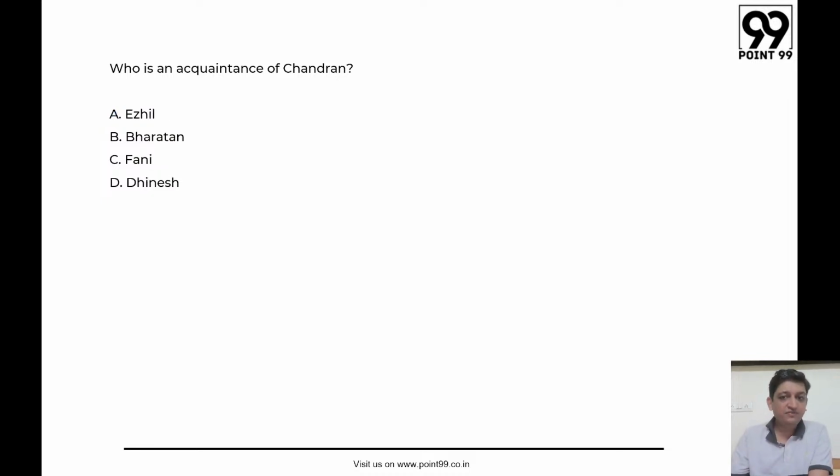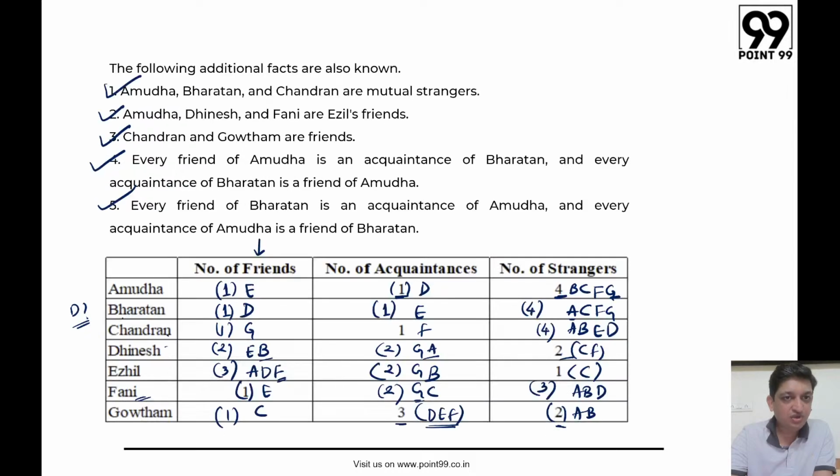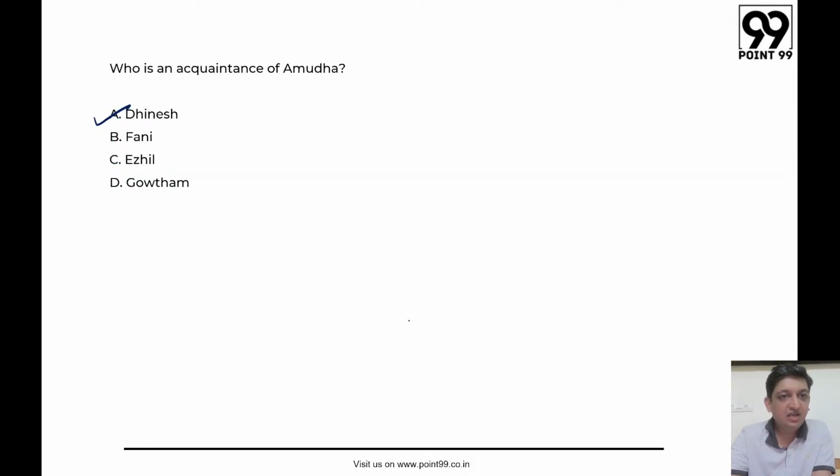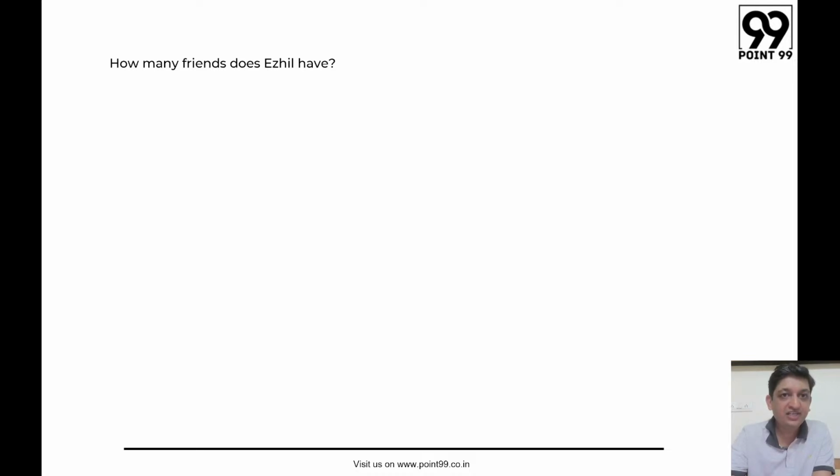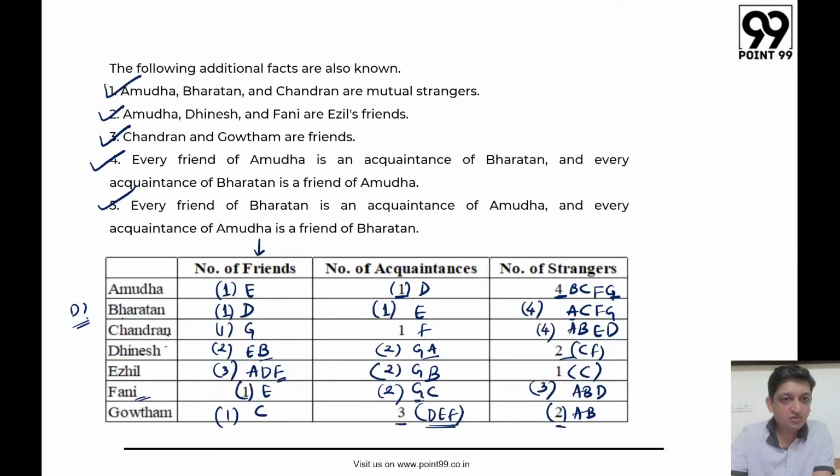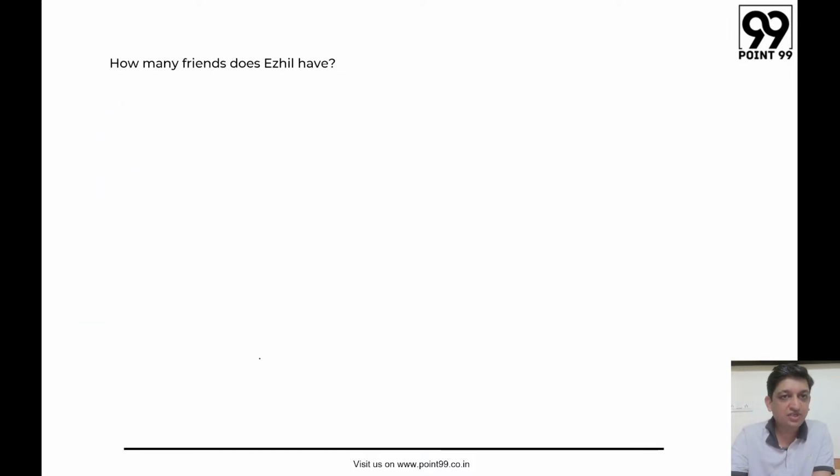Who is an acquaintance of Chandran? So Chandran का acquaintance कौन है? Chandran का acquaintance is F. So Funny should be the acquaintance of Chandran. So option C should be the answer. Next question देखते हैं. How many friends does Eril have? So Eril has 3 friends, A, D, and F, according to this table that we have drawn. So the answer to this one should be 3.